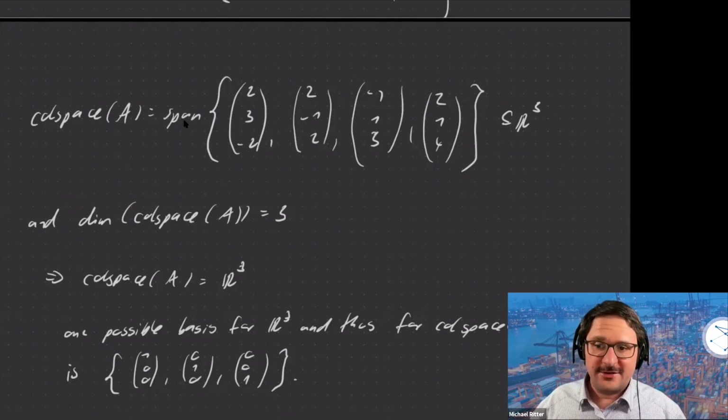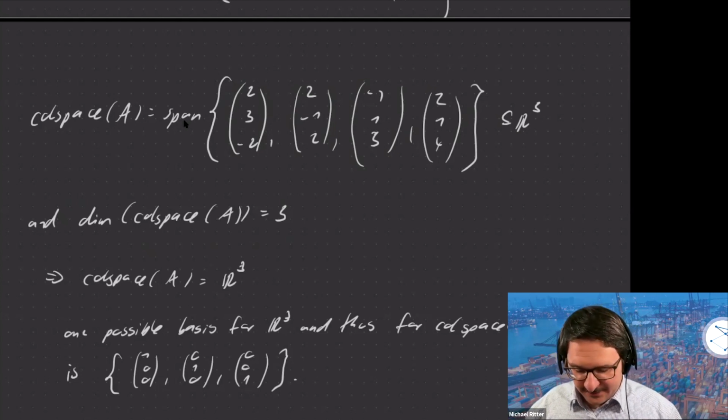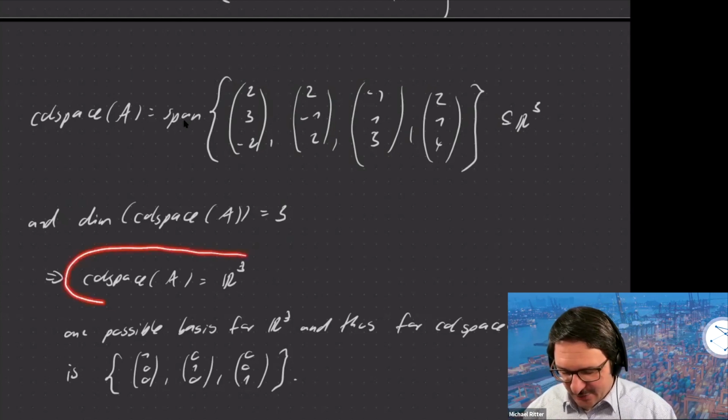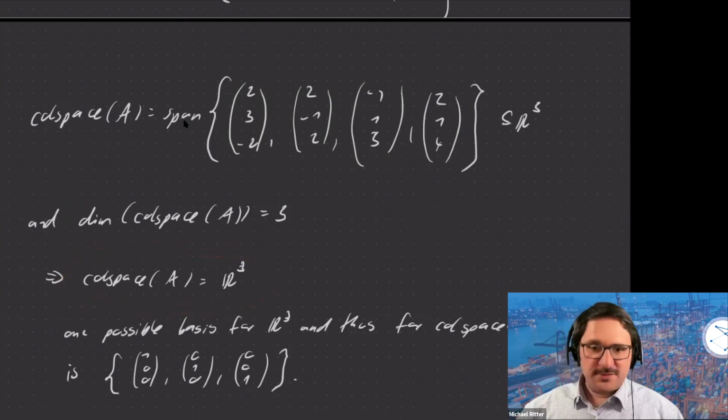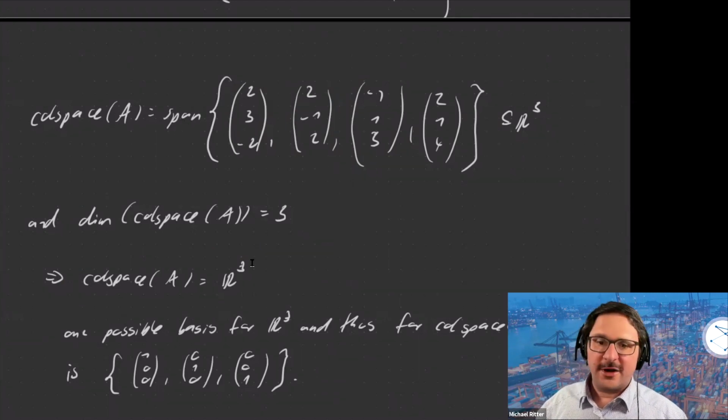consists of 3 elements. So there can't be 4 linearly independent vectors. And that means the column space has to be equal to R3. It's a subspace of the same dimension as R3, so it has to be equal to that space. So that's the argument I'm making here.